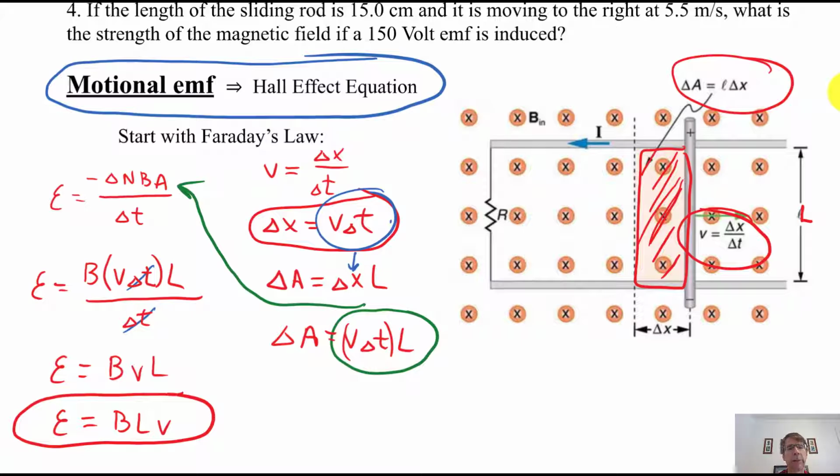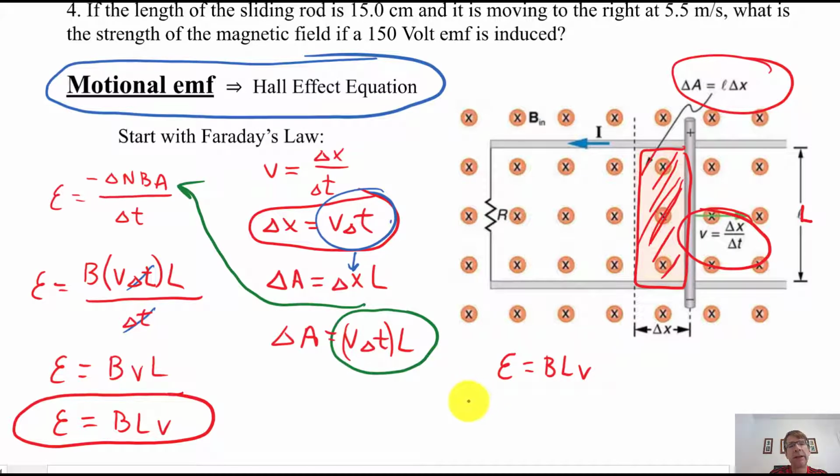Okay, so problem 4 then has some information. I got to go back up to the top here. It says if the length of that wire, the sliding rod, is 15 centimeters, moving at 5.5 meters per second, find the strength of the magnetic field density if you have 150 volt potential difference, 150 volt EMF. So I'm just going to plug into the Hall effect equation over here, E equals BLV. That equation that we've had before, I just proved it.